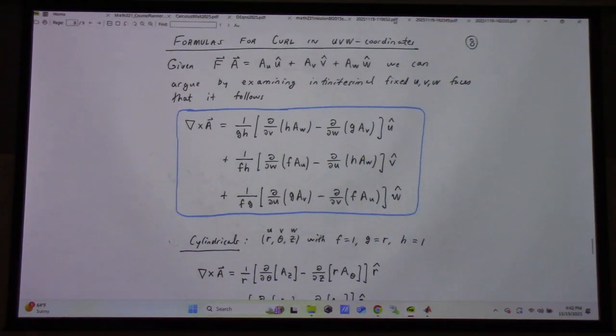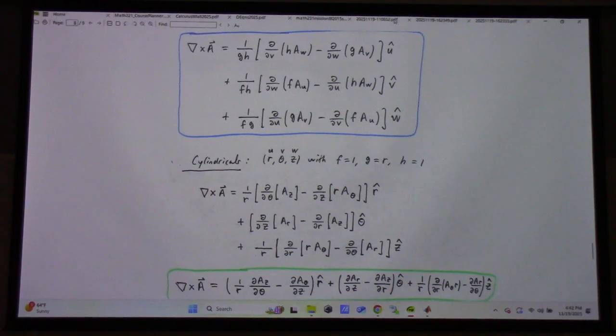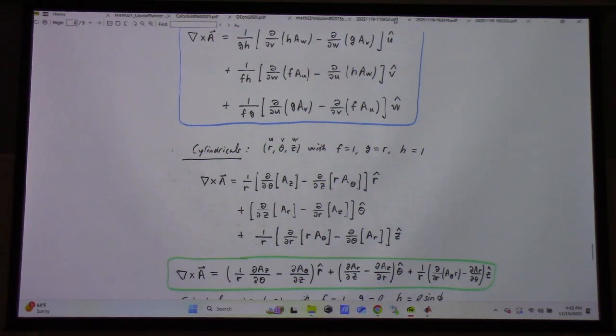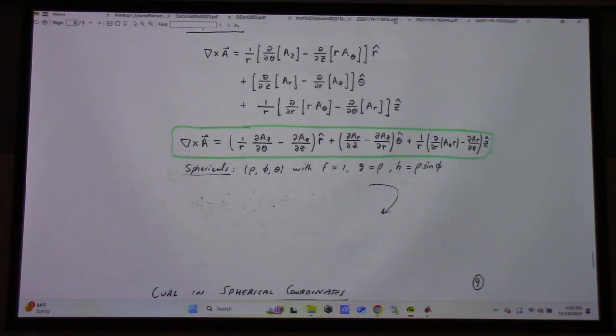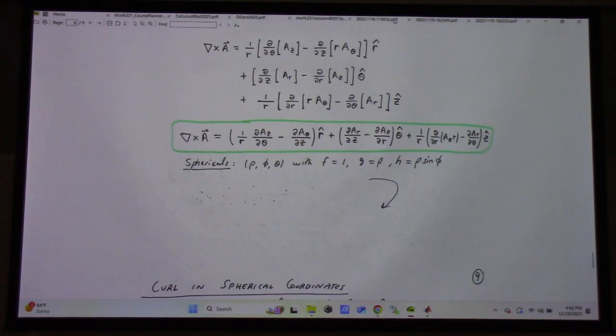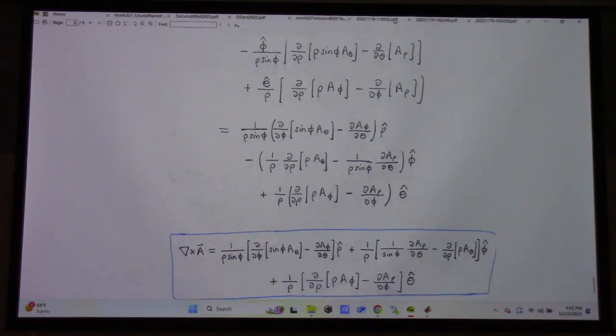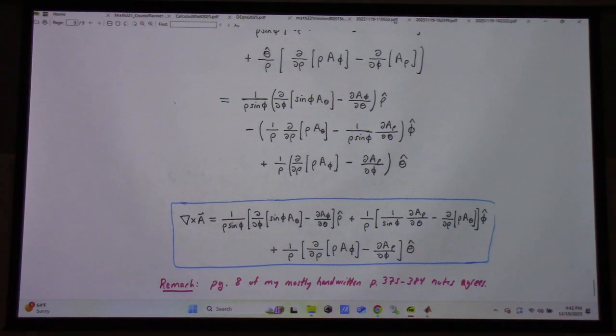And then, the scale factors are 1, r, and 1 for cylindrical coordinates, so that gives you the curl for cylindricals that we've used, all right? But the scale factors for sphericals are 1, rho, and rho sine phi. So that's why the curl in sphericals is what it is.